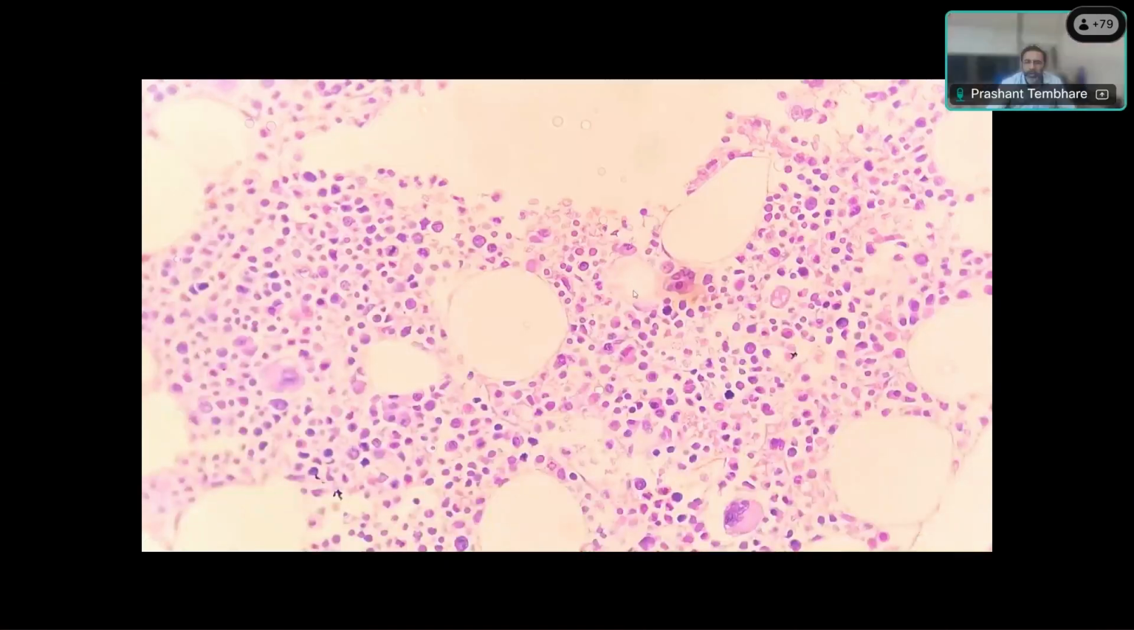And on zoom on higher power, you can see the megakaryocytes are there, but you can see a few scattered plasma cells. Here, there are two plasma cells. There is one more, and one more, right? And on IHC, you can see the CD138 shows scattered plasma cells, but definitely more than what we have seen in the MGUS case.